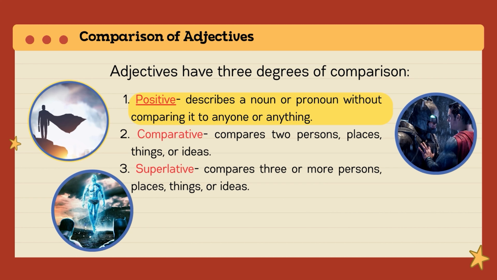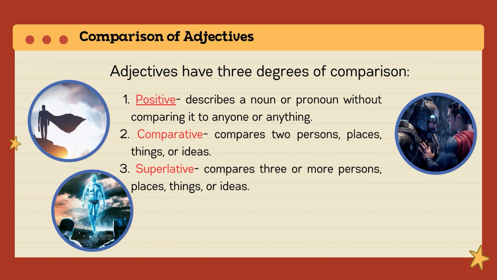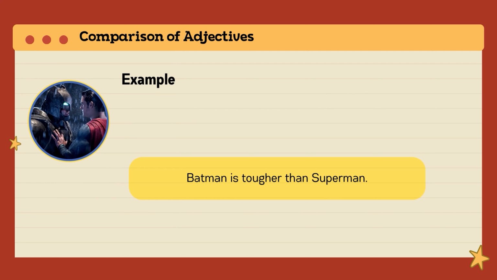Okay, let me give an example for a positive adjective. Superman is tough. Again, Superman is tough. The noun is being described based on an opinion that he is tough. Now let us head to number two. Batman is tougher than Superman. Now there are two nouns here, and they are being compared to each other with one adjective, which is tougher.